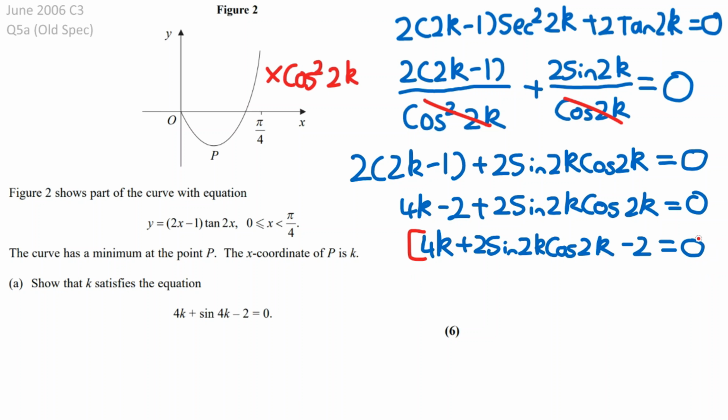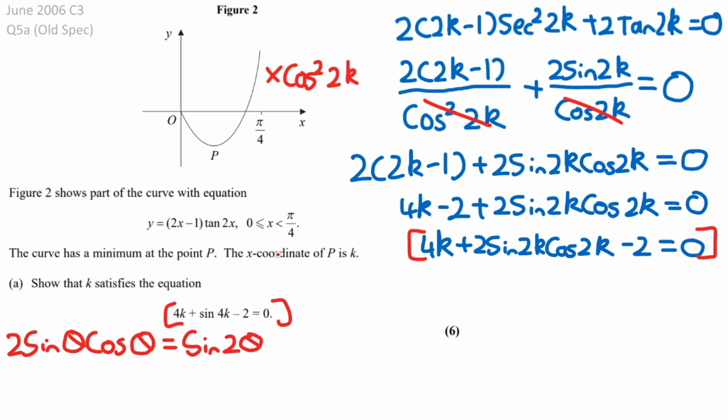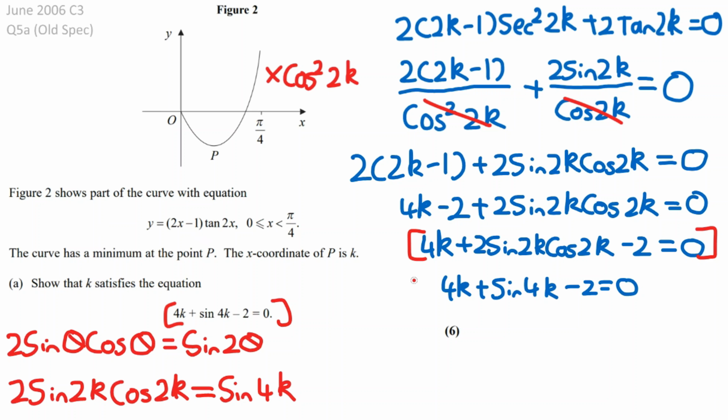Now you can see that this equation and this equation are very similar. We've got the 4k minus 2 in both of them. The only difference is that in this one we've got sin of 4k, and in this one we've got 2 sin of 2k cos of 2k. This is a sign that we're going to have to use the double angle formula to get from 2k to 4k. The double angle formula, as we've covered in chapter 7, is this here, and it's already in the format that we need: 2 sin of 2k cos of 2k is equal to sin of 4k. So we just make the substitution and we get 4k plus sin of 4k minus 2 is equal to 0, which is what's required.